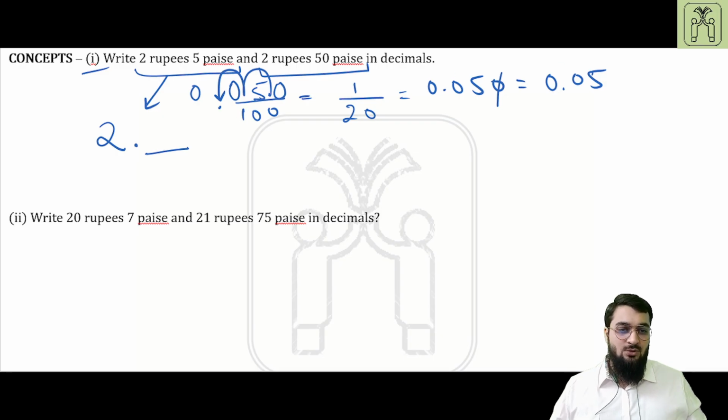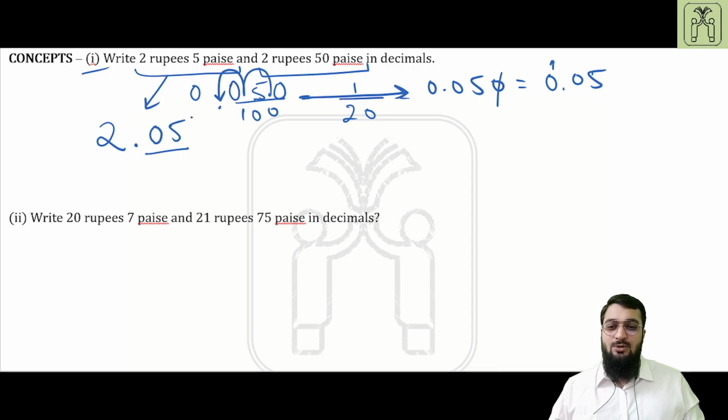This 0 does not have any value, but it is just mentioned for easy pronunciation, nothing else. So this can be directly written in this manner, or you can just write it as 1 upon 20. Both the options are available with you. So 0.05 has been obtained for 5 paisa, and the answer will be mentioned over here. So this is representing 2 rupees 5 paisa.